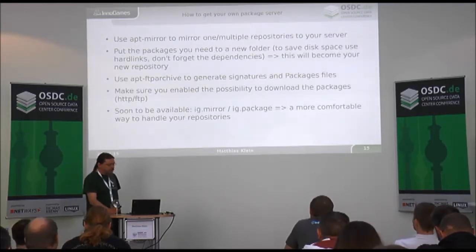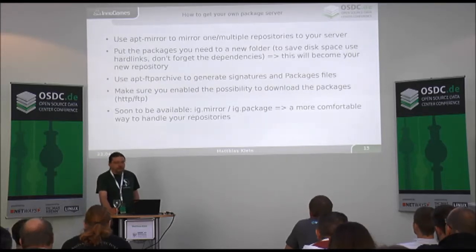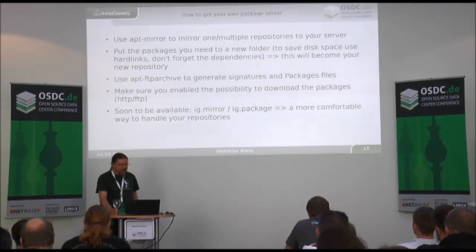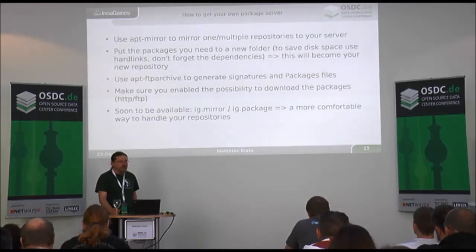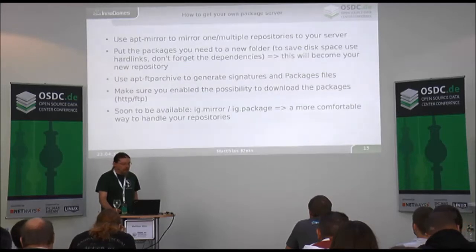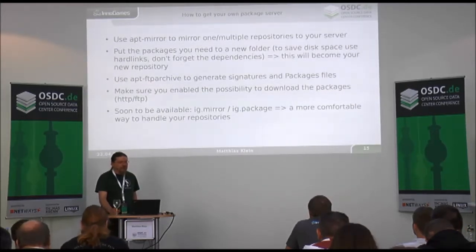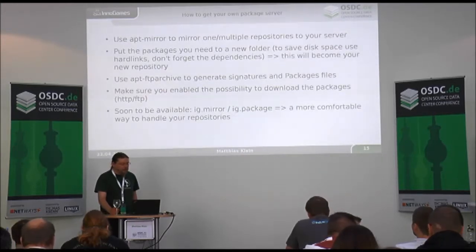And then you can use apt-mirror to mirror repositories to your own server. Then you would select the packages you need for your project, put them in your repository. We use hard links because of the disk space. At the moment, we have around 80 to 100 repositories on our servers, so it makes sense to have hard links. You have to take care of the dependencies, of course. And in the end, if you put all files you need in your directory, you can use FTP archive to generate your packages files, to generate signatures. Then you have to enable HTTP or FTP, that your servers can fetch the packages.